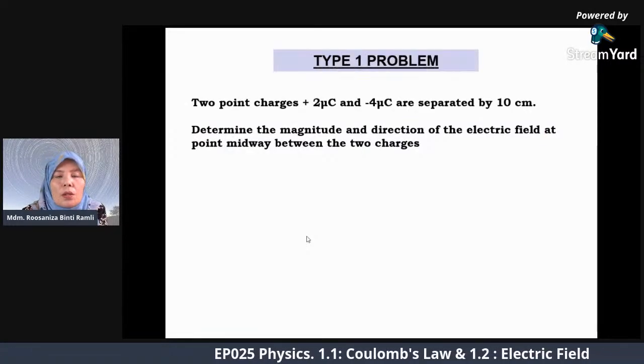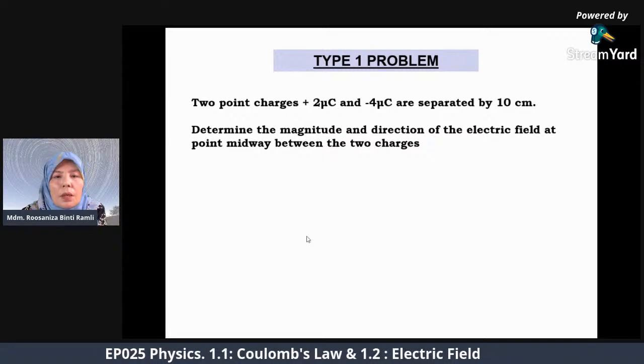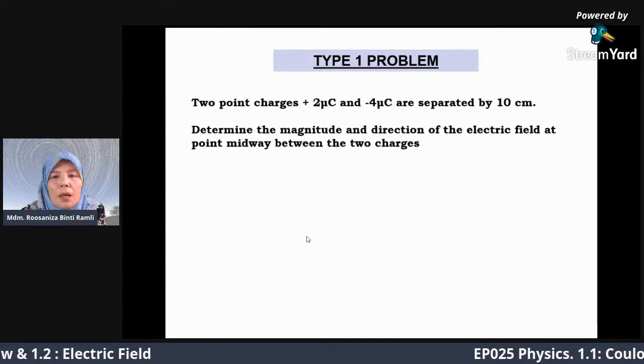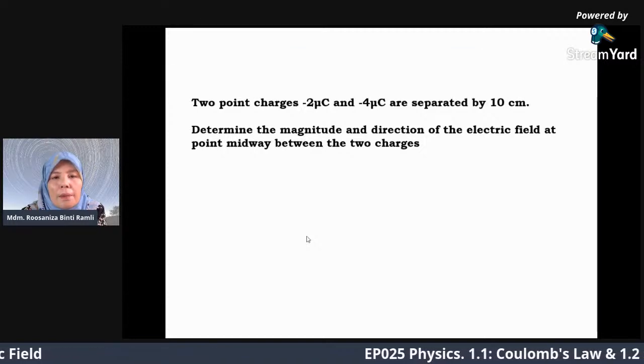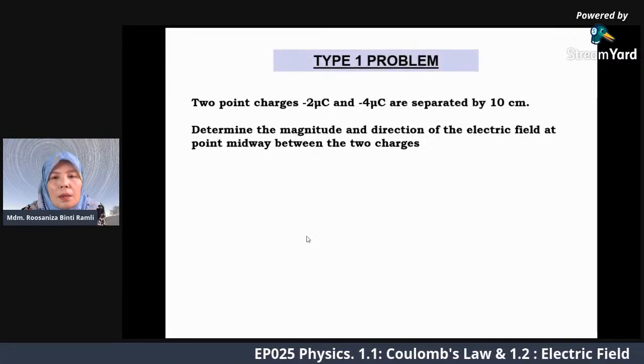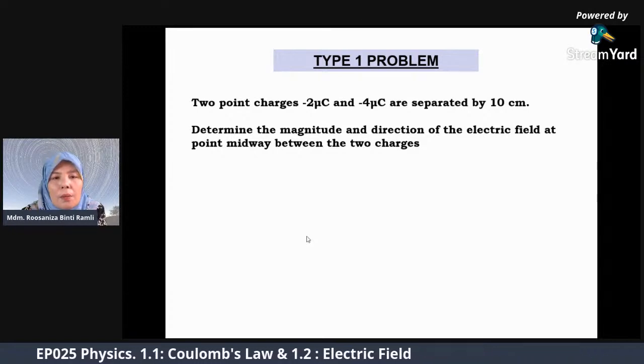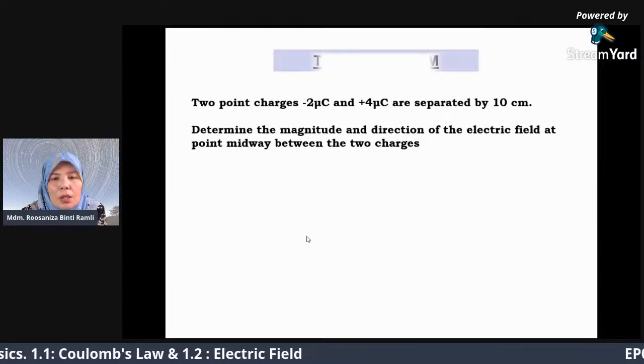So, type 1 problem: we have two point charges, positive 2 microcoulomb and negative 4 microcoulomb, separated by 10 cm. Determine the magnitude and direction of the electric field at a point midway between the charges.